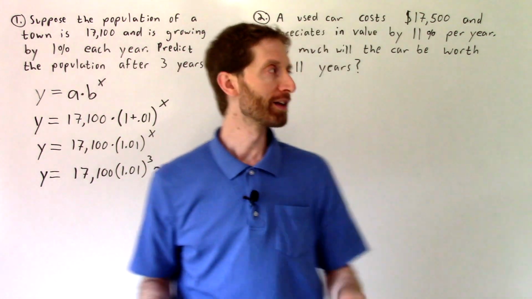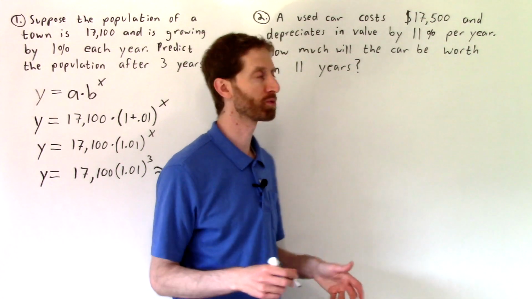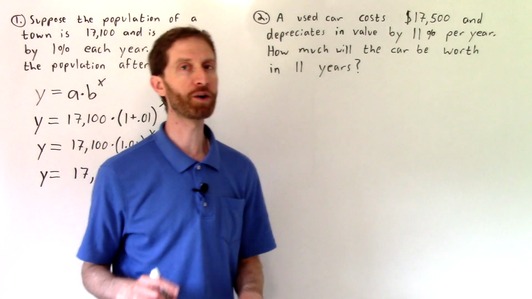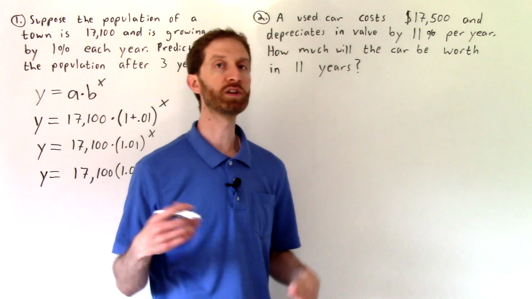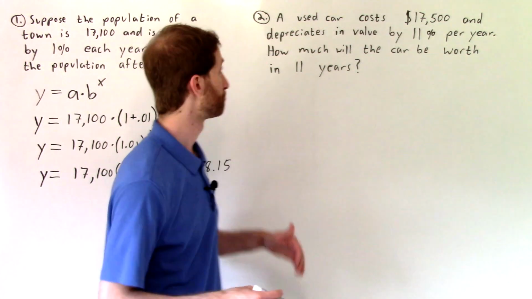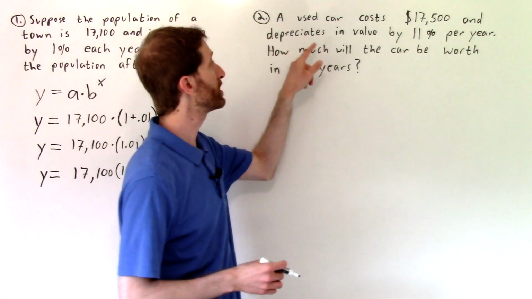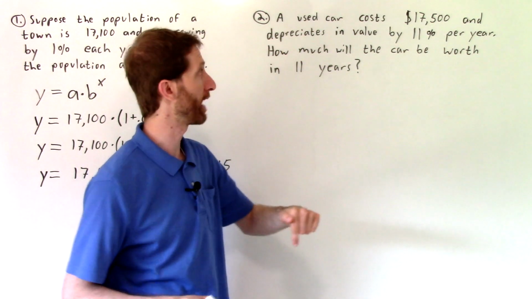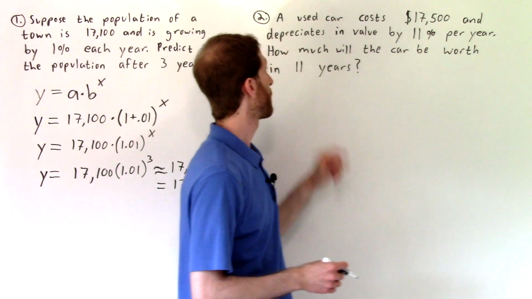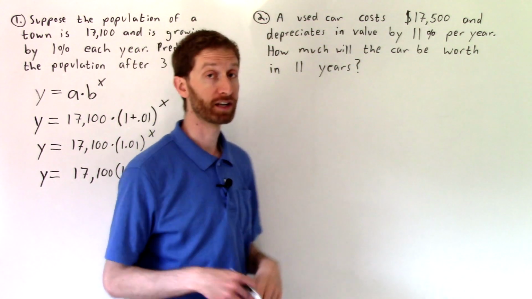Okay, now let's go into decay or depreciation. And then on the flip side of the video, I'll show you one where we'll talk about what happens when we double a population. It's pretty cool. A used car costs $17,500 and depreciates in value, goes down in value by 11% per year. How much will the car be worth in 11 years?